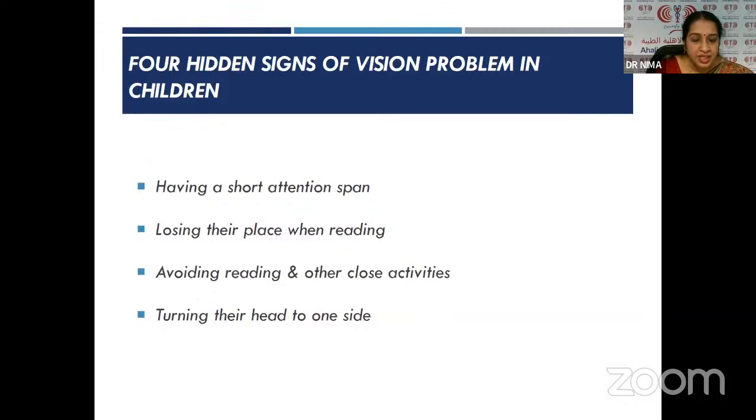And these are the 4 hidden signs of vision problem in children. That is, having a short attention span, which is another thing we see. The child may be hyperactive, and this hyperactivity may not be due to any other cause, but maybe due to poor vision. So before blaming the child as hyperactive, make sure his vision is normal, because he may not be seeing clearly, which is causing irritation to him. And while reading, he may lose his place, especially while reading textbooks, he may miss the lines, he may miss the words. In that case also, parents should bring the child to test the vision.